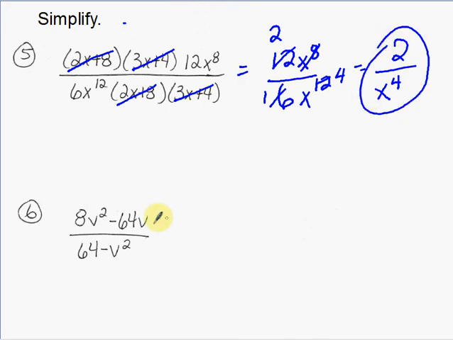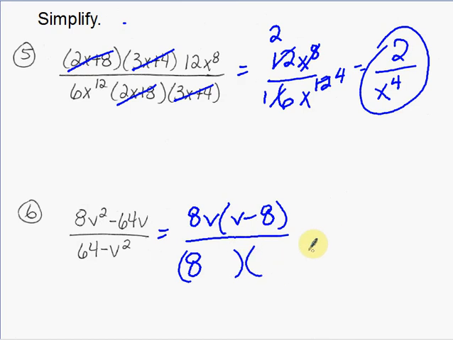Alright, this last problem needs to be factored actually. I haven't factored this one. So if I look in the numerator, I see that I have an 8 that I can factor out along with the letter v, and I'll be left with v minus 8. And then in the denominator, I notice that I have a difference of squares. So I'm going to set up two sets of parentheses. I already put my 8 in there, but one has a plus and one has a minus. The square root of 64 is 8. I have to put it first because 64 came first over here. And the square root of v squared is v.